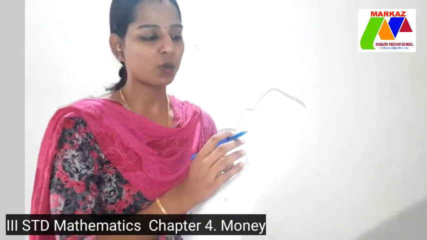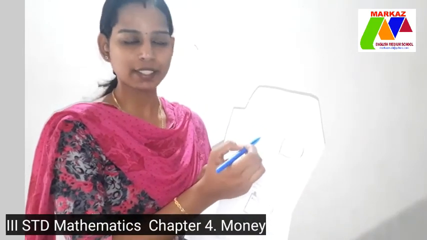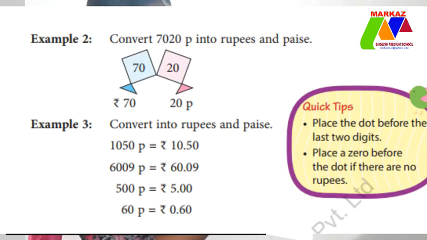So I already said what we have to do. We have to just split it. So 70 is the rupees and 20 is the paise. So convert into rupees and paise. Here 1050 paise. So split. 10 is the rupees and 50 is the paise. So here also just split. 16 is the rupees and 9 is the paise. Understood?